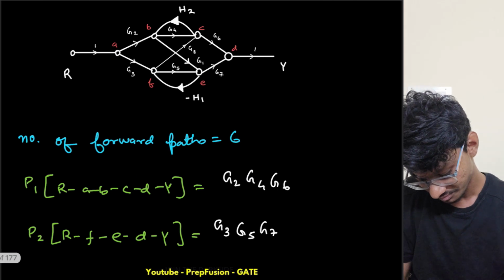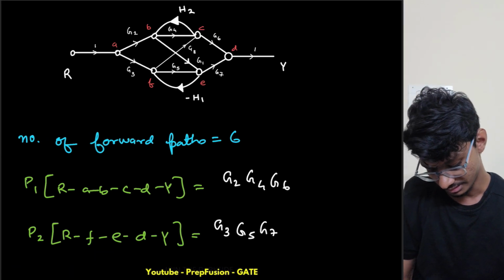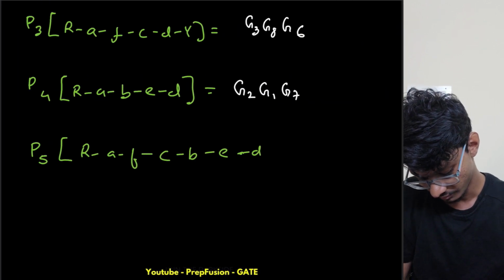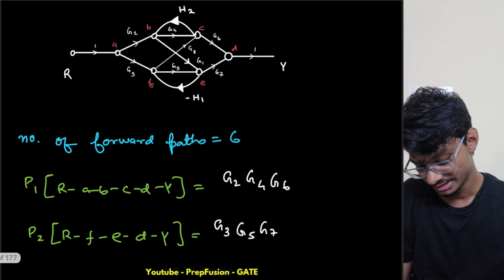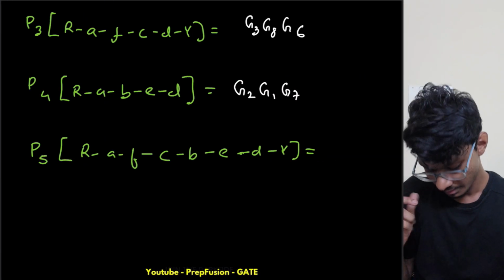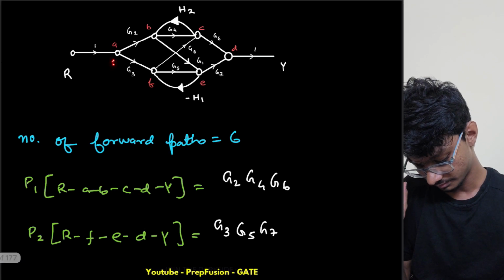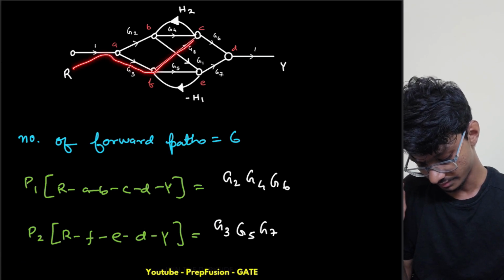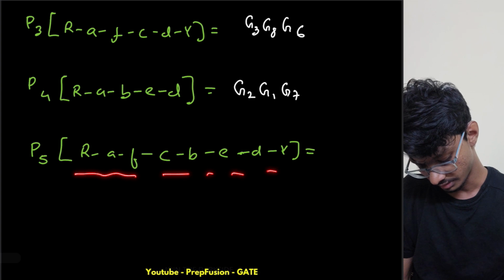C, D, then E, and then Y. Sorry for the noise. So what we have is simply R, A, F, then C, then B like this, then E, then D, Y. So R, A, F, C, B, E, D, Y.